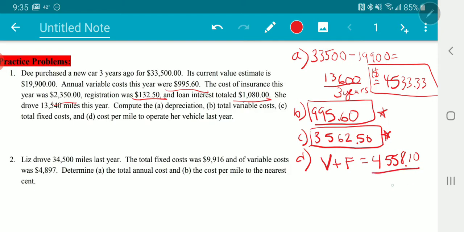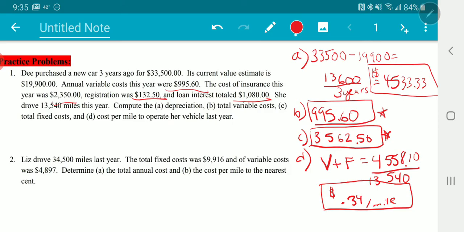Then I would divide by the number of miles. For this year, this person drove 13,540 miles. So that gave me a cost per mile of 34 cents. 34 cents per mile. That's your cost per mile. And you're good to go.